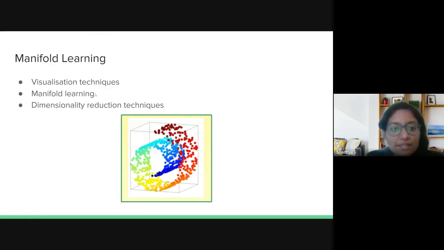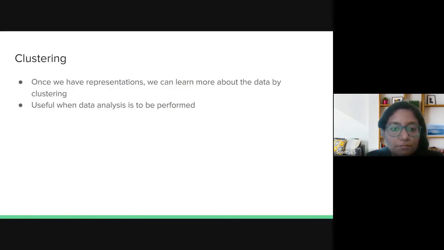The next one is manifold learning. Manifold basically means a representation of high dimensional data. So this is basically a visualization technique of which the TSNE is very popular now. They're basically dimensionality reduction techniques, which we saw in PCA or autoencoder and so on, and also in CMAs network, because generally the intermediate representation is of a lower dimension than your input. And then we can use it to produce clustering, because once we have representations, we can learn more about the data by clustering.